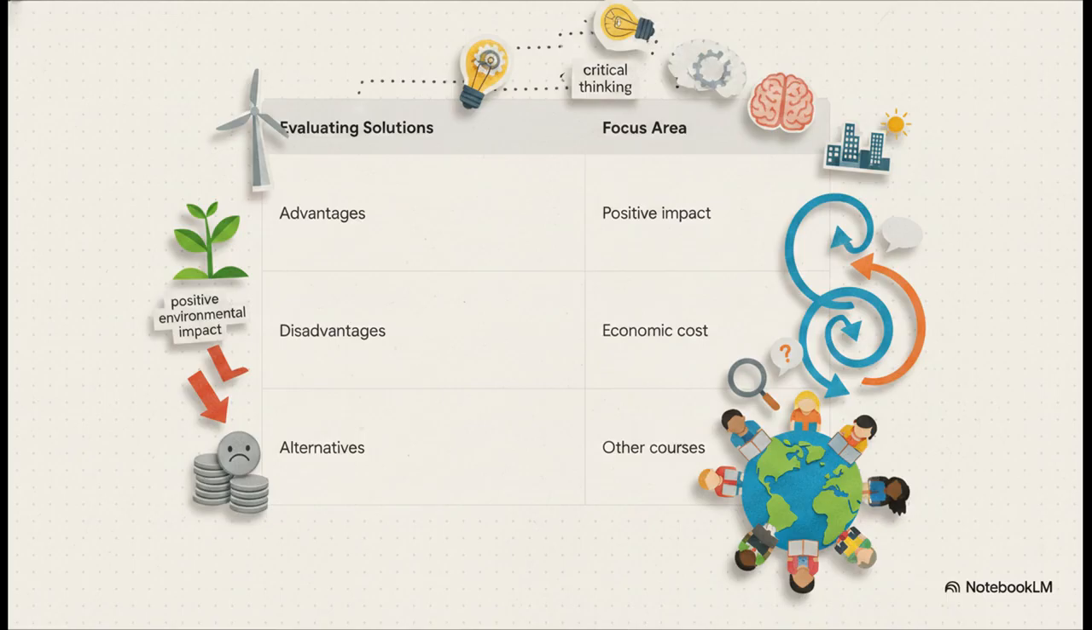They aren't just circling C on a multiple-choice test. They have to rigorously evaluate the advantages, like, say, a positive environmental impact. Then they have to weigh the disadvantages, maybe the economic cost to the local community. And finally, they have to research alternative courses of action. That is a serious, high-level life skill we are imparting here.